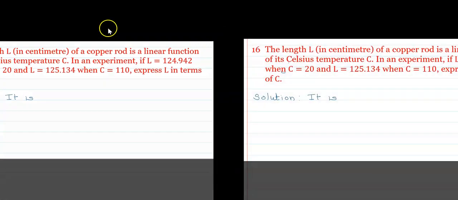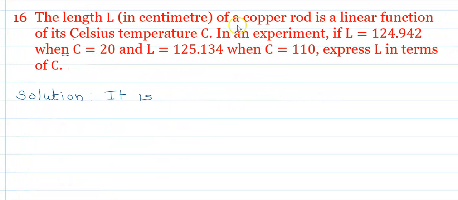If the length L in centimeters of a copper rod is a linear function of its Celsius temperature C. In an experiment, if L is equal to 124.942 when C is 20 and L is equal to 125.134 when C is equal to 110. Express L in terms of C.